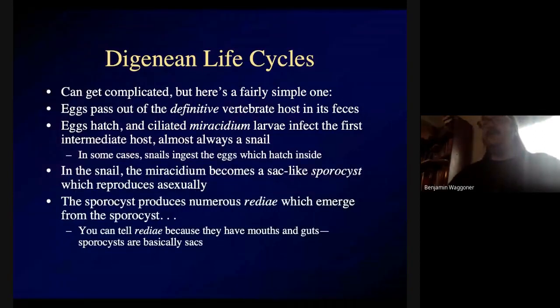Depending on the species you've got, sometimes the sporocyst will bud off daughter sporocysts. Sometimes those internal buds turn into a second larval type called a redia. And those break out of the sporocyst, ready or not, here they come. And you can tell redia because they have mouths and guts. Sporocysts do not. Sporocysts are blobs containing blobs.